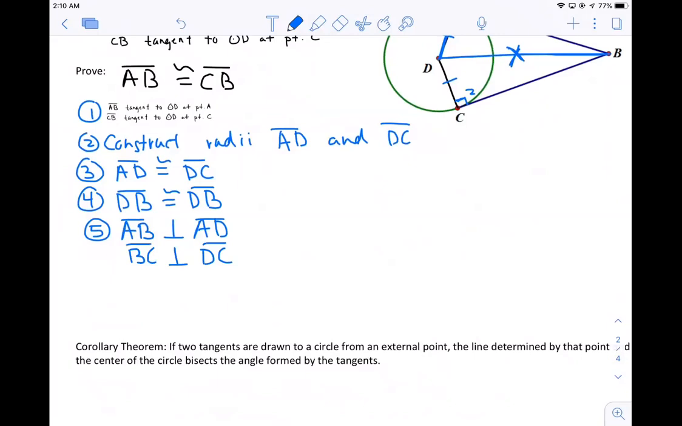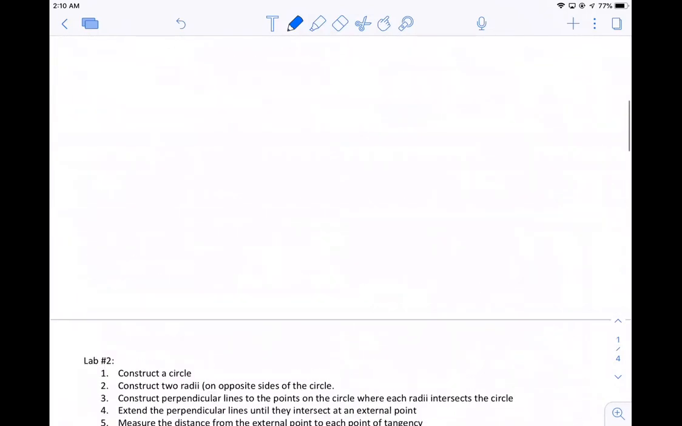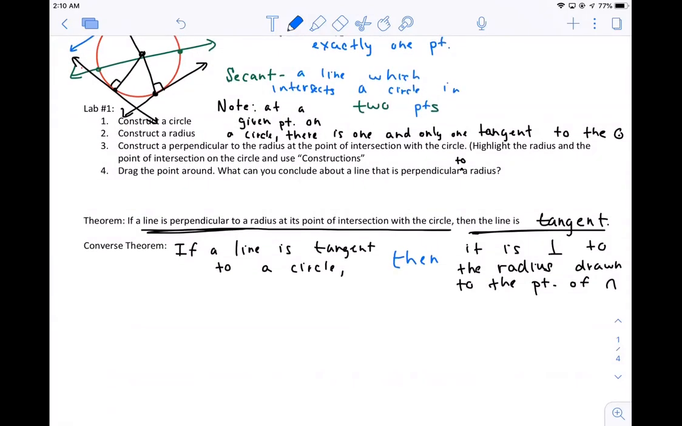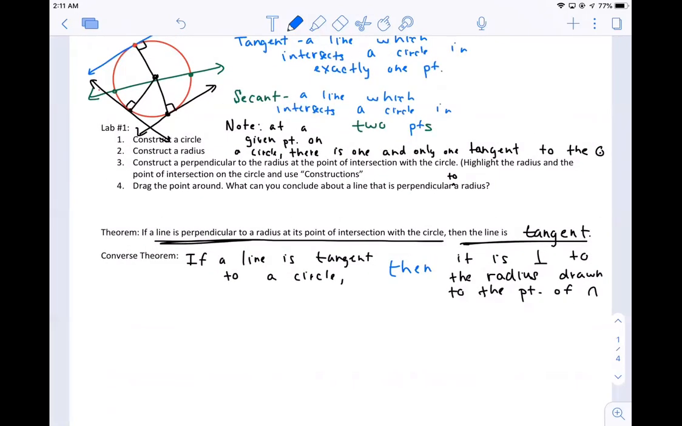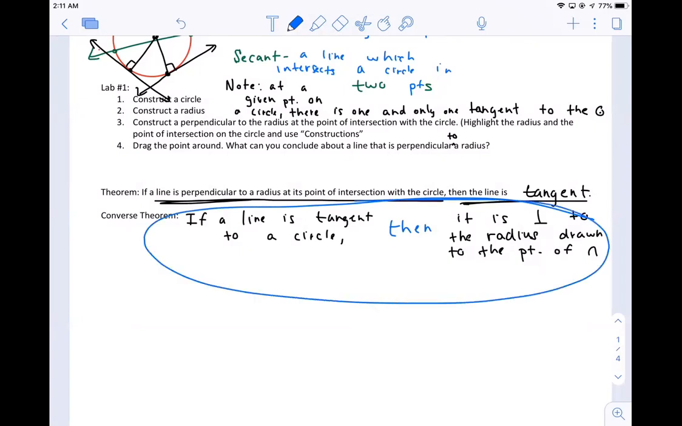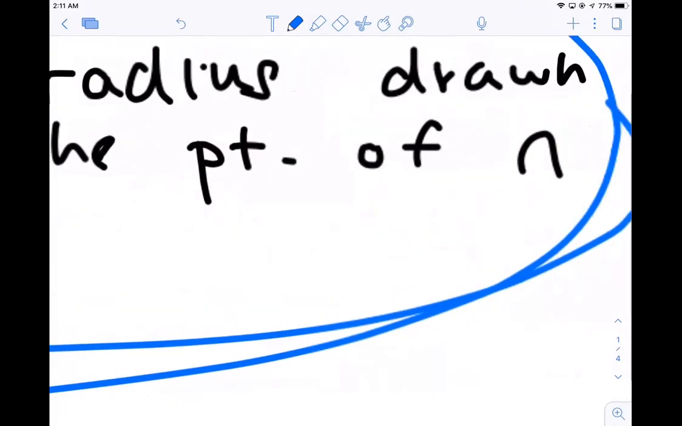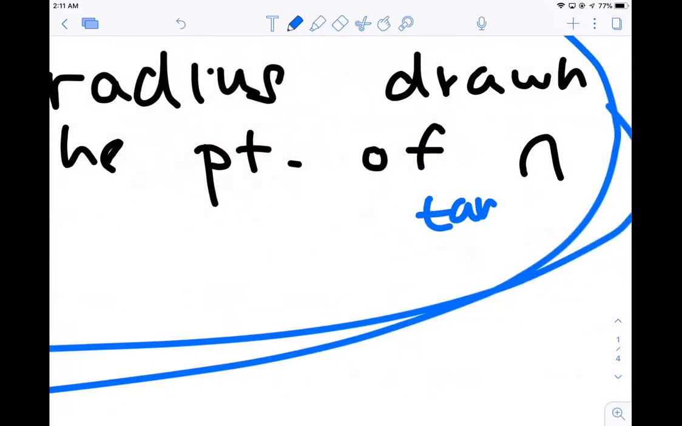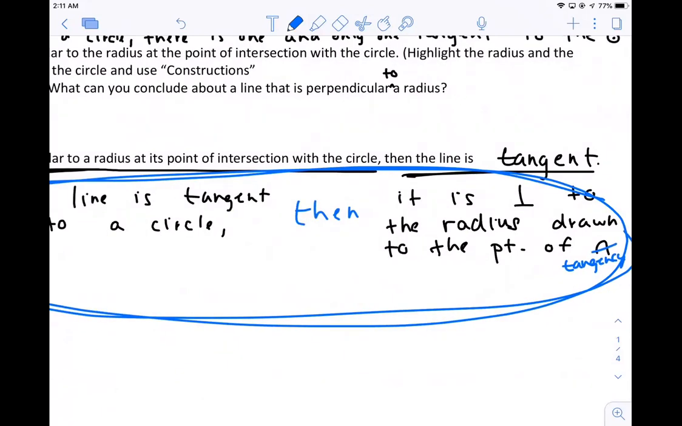So why is that? What's the reason for step 5? Well, that was the first theorem we talked about today from our first lab. And that theorem says, well, actually it's the converse theorem. If a line is tangent to a circle, then it is perpendicular to the radius drawn to the point of intersection, or to the point of tangency. I actually like point of tangency better, so I'm going to replace the intersection symbol with tangency.